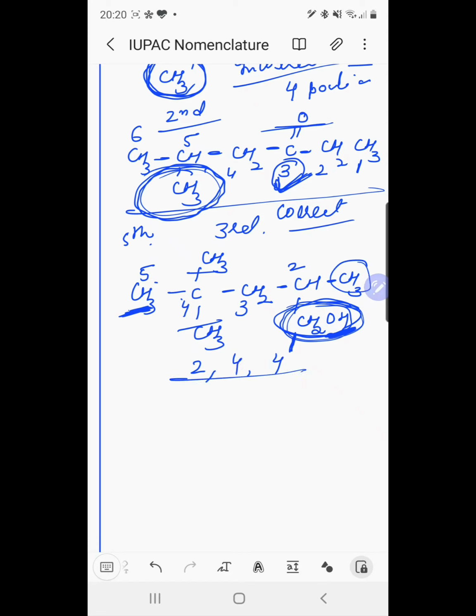If we start the numbering from this end, we get the locants 2 and 4, but this is incorrect. We did not start the numbering from the methyl side. We start the numbering from the functional group side. We will give preference to the functional group over these substituents, so that the functional group gets the lowest locant in comparison to these substituents.